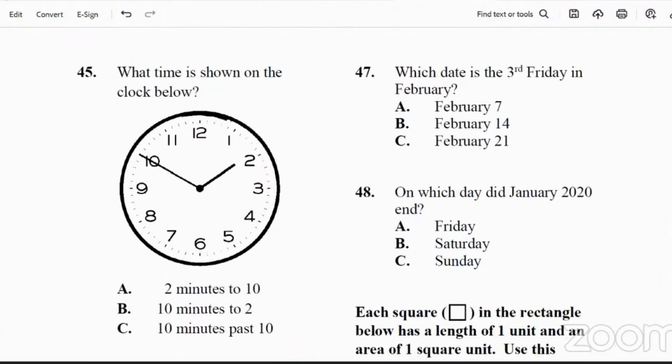All right, question 45. What time is shown on the clock below? Okay, so the short hand is pointing to the 2, the long hand is on the 10. What time is shown on the clock below? It's actually 10 minutes to 2. Okay, 10 minutes to 2.